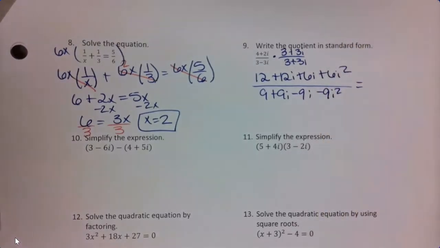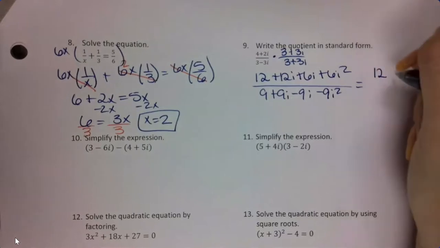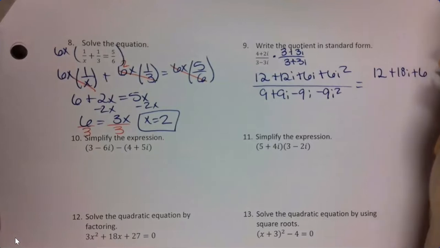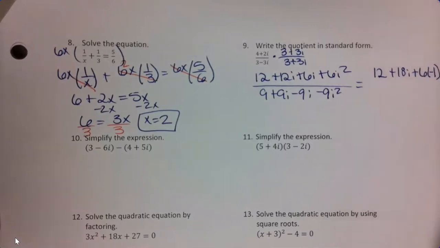I'm going to go ahead and combine like terms. So I have 12, and then in the middle, I have 18i. And then I also have this 6i squared. Remember, i squared is the same thing as negative 1.